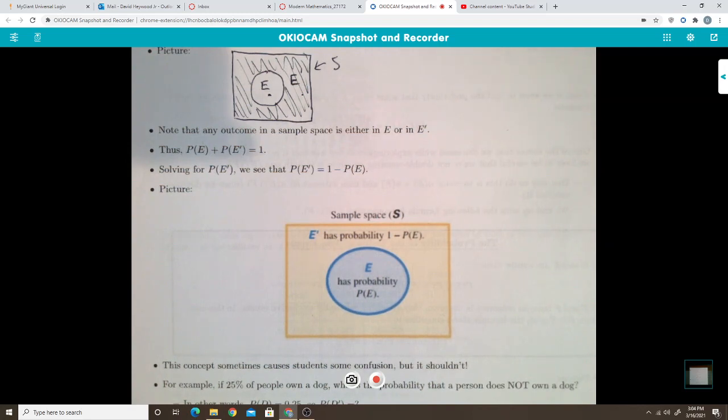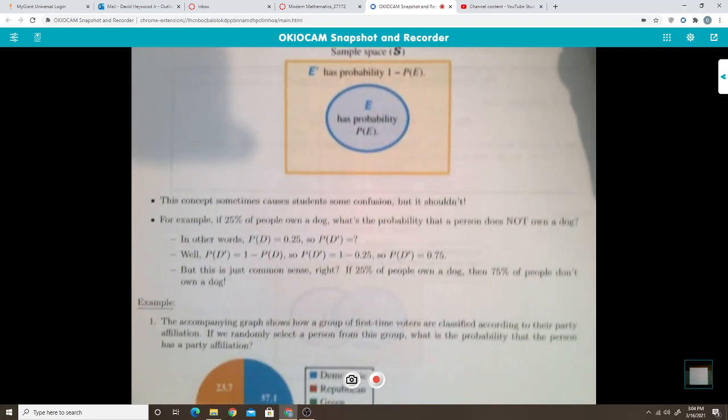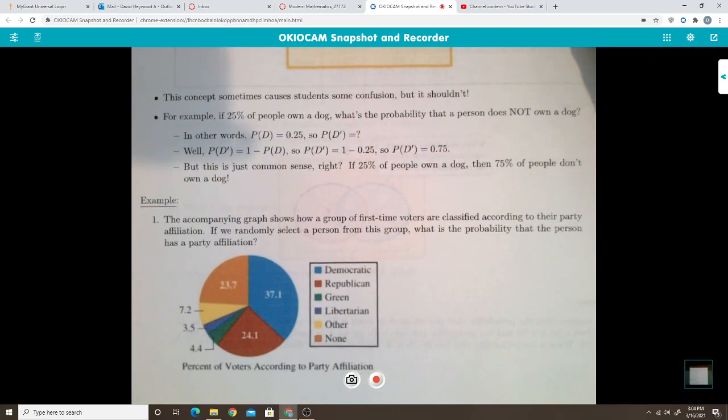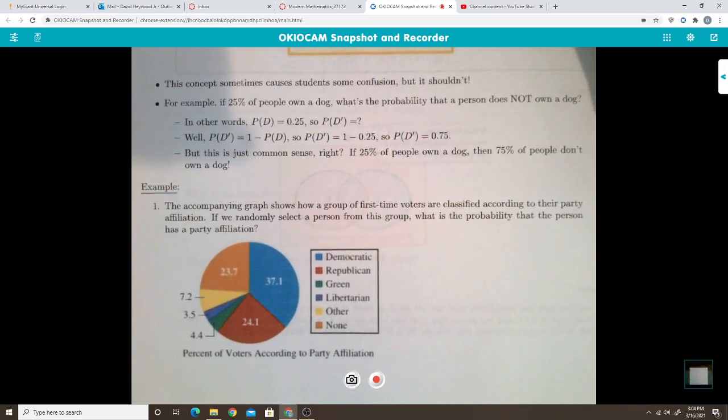Now, I don't know why, but this concept in my experience causes students a lot of confusion, okay? But it really shouldn't cause you any confusion. So let me give you an example to hopefully make it crystal clear what it is that we're talking about. So, for example, if 25% of people own a dog, what's the probability that a person does not own a dog?